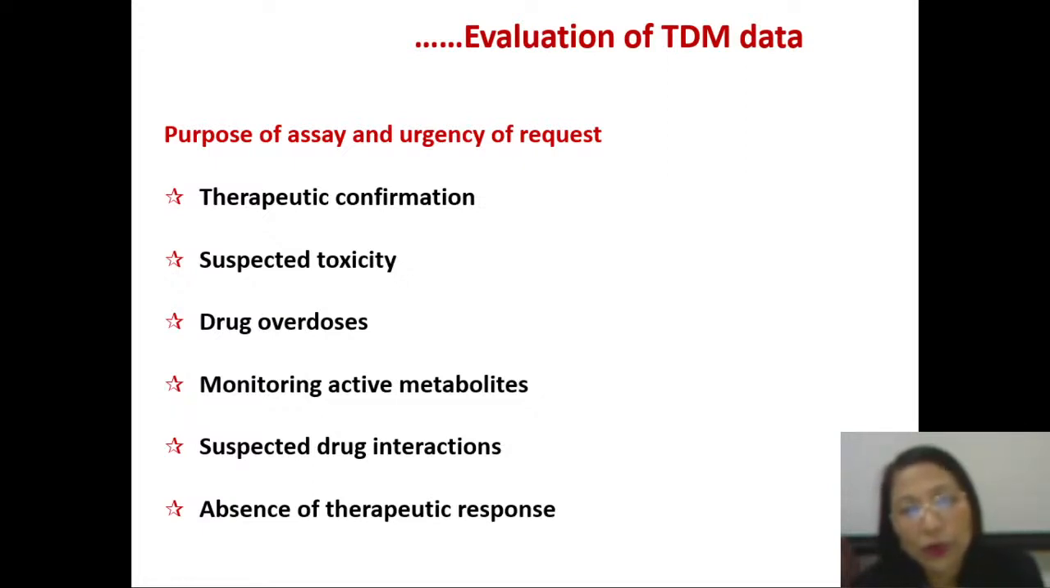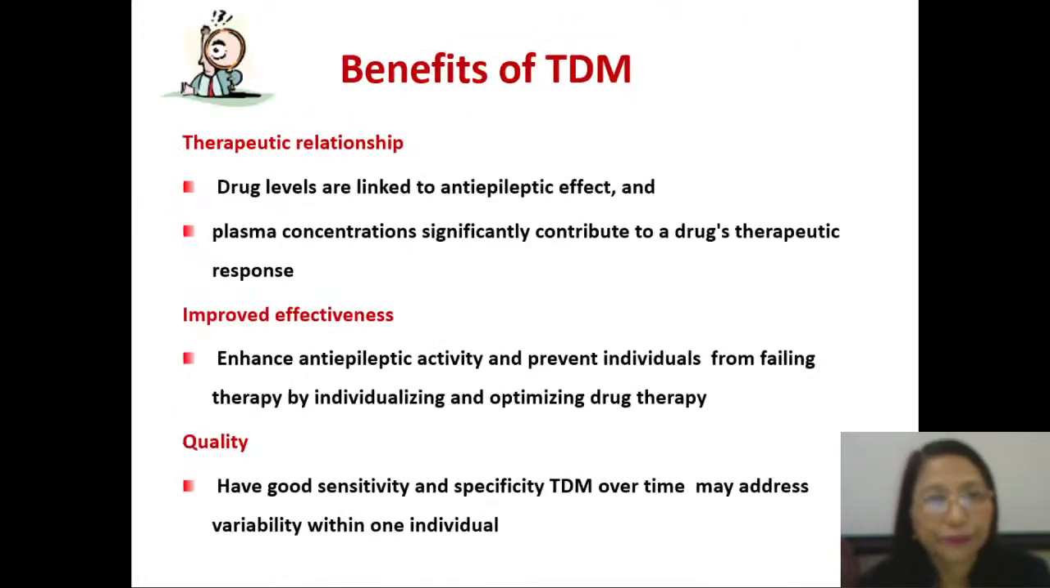Because many of these kits have to be run together, like when you have 10 samples for that particular drug or 100 samples, if you run them together, the cost becomes less. And so sometimes you may wait, or sometimes you may do it urgently only for that particular single sample if it is a drug overdose or toxicity request. So purpose of the assay and urgency of the request should also be there in the TDM request.